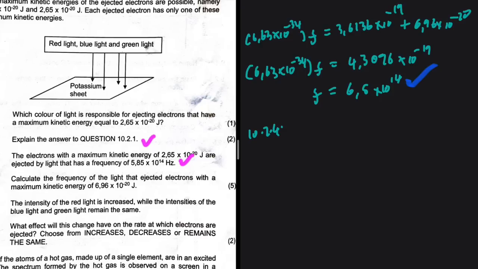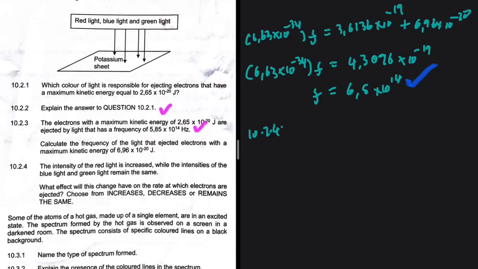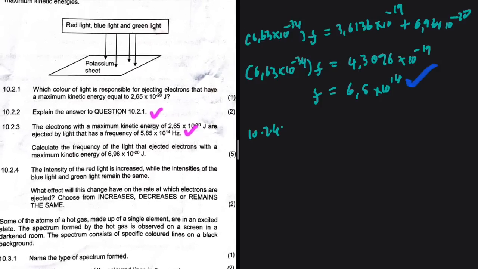So we have already deduced that the red light is not emitting any electrons. So what does that tell us? Even if we increase the intensity of the red light, it's not going to matter. It's not going to affect the number of electrons that are being ejected, because the red light is not emitting any electrons, right? The energy that it carries is less than the work function. So even if we increase the intensity, it does not increase the number of electrons being ejected, and therefore does not increase the rate. So the answer to 10.2.4 is: remains the same.